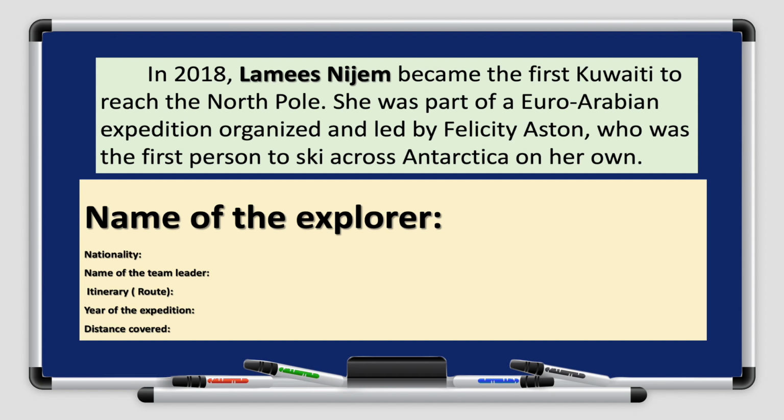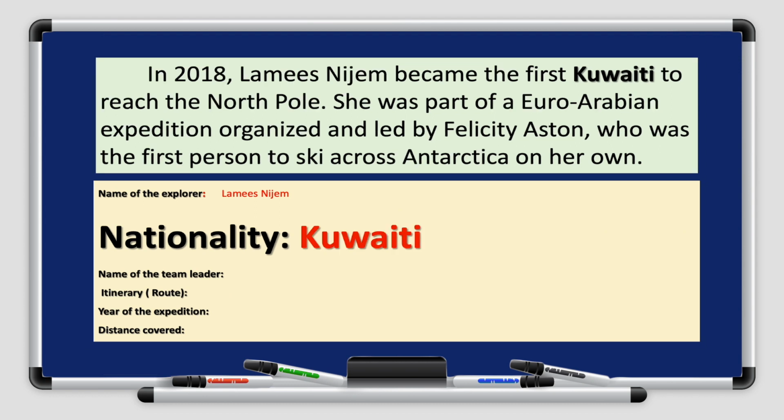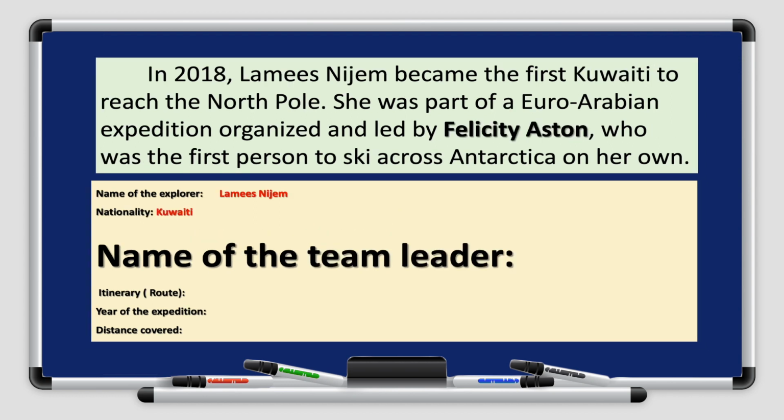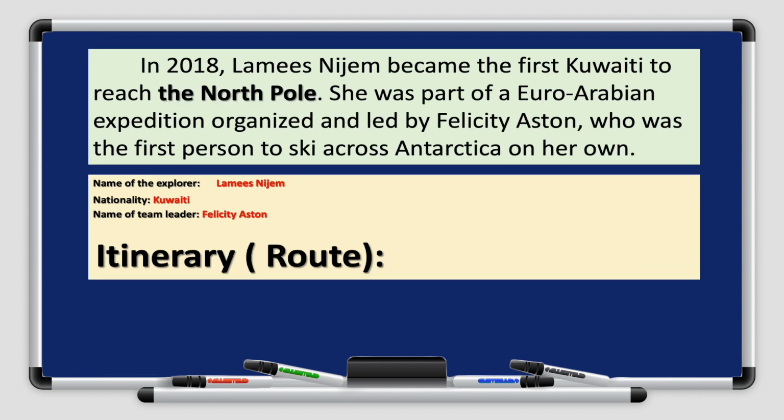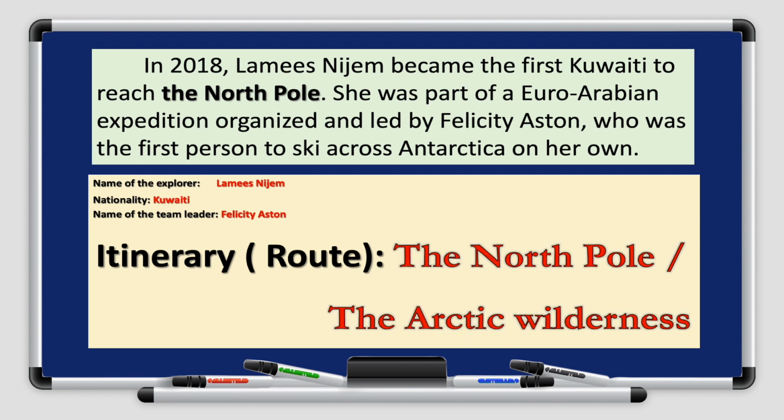Name of the explorer, as shown, her name is Lamis Najm. The nationality, as you can also read from the paragraph, the first Kuwaiti. So the nationality is Kuwaiti. The name of the team leader. The answer is also presented in the paragraph. The name of the team leader is Felicity Aston. The itinerary or the route is the North Pole, the Arctic wilderness.